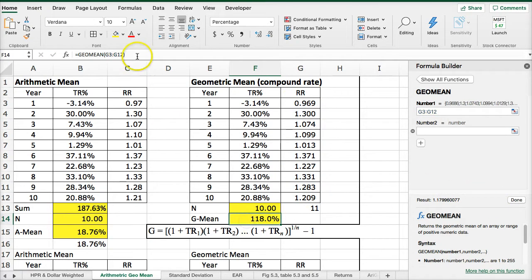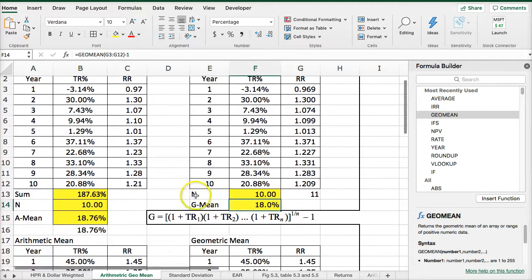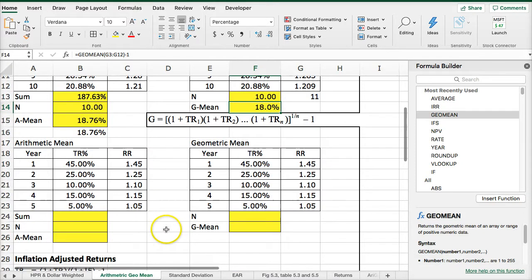At the end of it, though, I do have to still say -1, like in the formula here, to get that geomean. So the arithmetic mean is 18.76, but the geomean is 18%. Now, try to calculate on these two handouts below here by yourself. Pause the video. When you return, I'll go over the calculation.